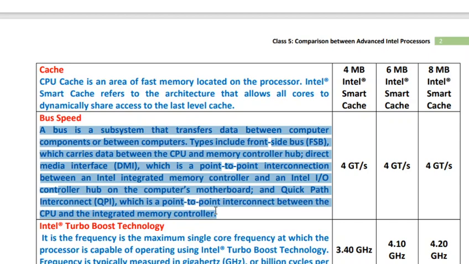Again, I want to revisit it. A bus is a subsystem that is used in order to transfer data between the computer's components and between computers. The types include front side bus, direct media interface, and quick path interconnect.